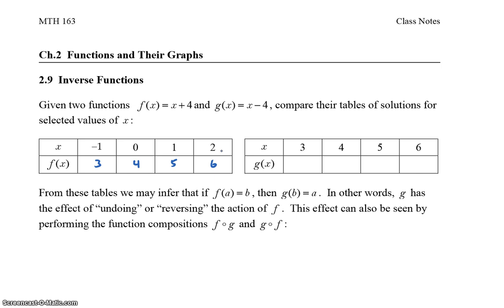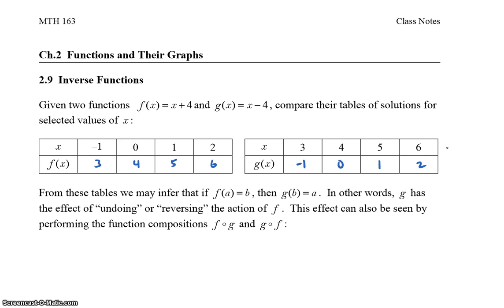Now we'll do the same with the function g. g of x equals x minus 4. So for each x that we've selected, 3, 4, 5, and 6, we'll subtract 4 to compute the function value g of x, again the y value corresponding to the given x. 3 minus 4, -1. 4 minus 4, 0. 5 minus 4, 1. 6 minus 4, 2.